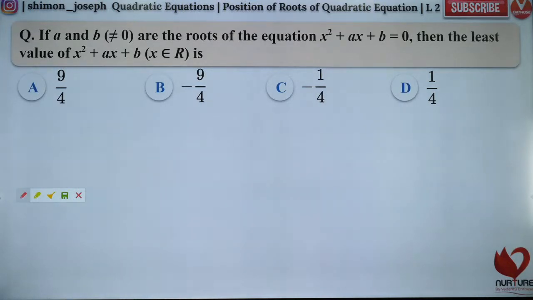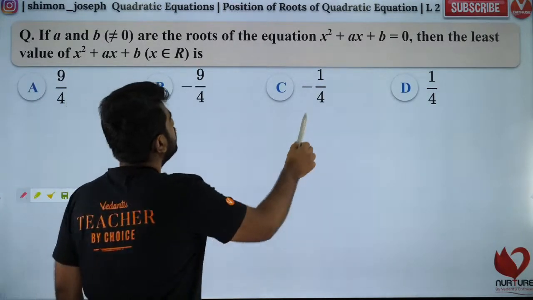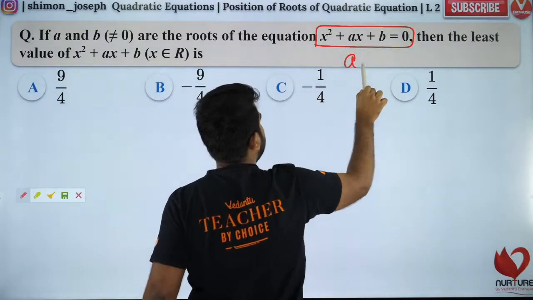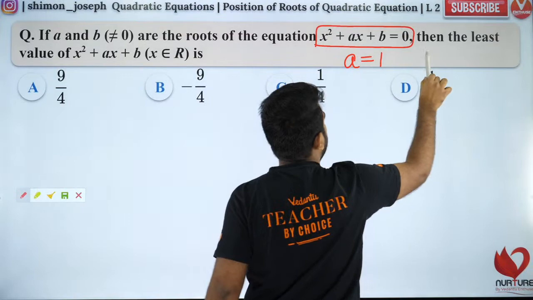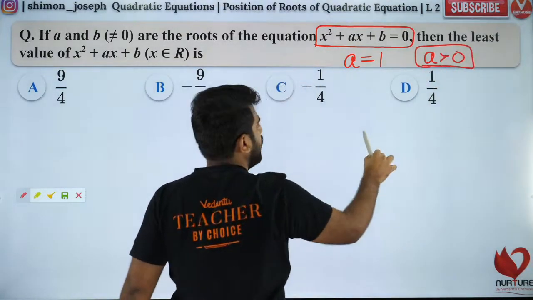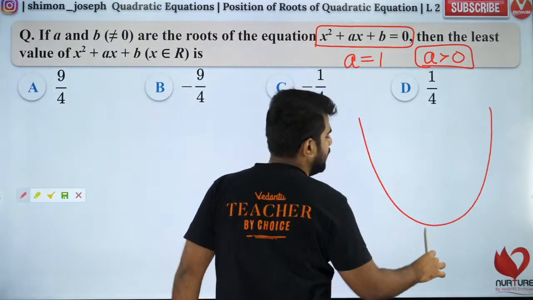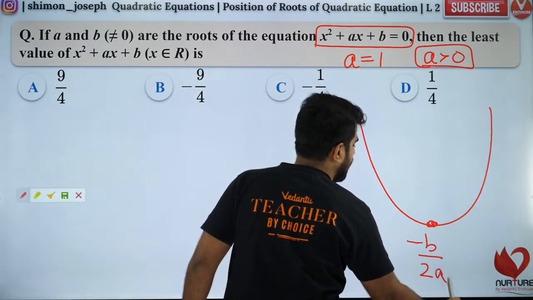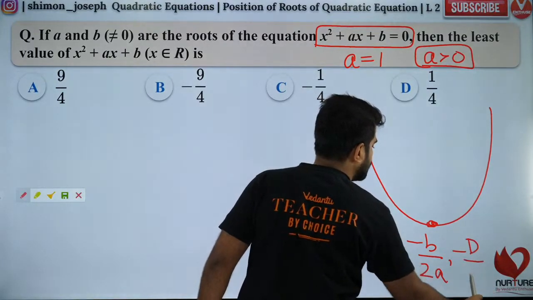Shalini says C. Okay, we'll check it. Very good. Robin, it will be the minimum value, because here A is positive, so A is equal to 1. If A is 1, it is an upward opening parabola. Whenever you have an upward opening parabola, the minimum value will occur at minus B by 2A, comma, minus D by 4A. Understood?